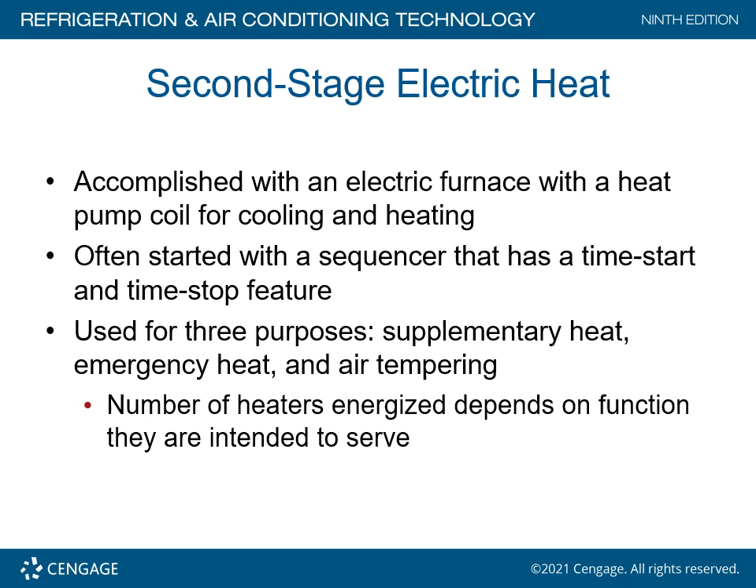Second stage electric heat is accomplished with an electric furnace with a heat pump coil for cooling and heating, often started with a sequencer, which allows a time start and time stop feature. When we're talking about sequencers, we do not want all the stages of strip heat to energize at the same time, because this will create a huge demand on the electrical load of the structure. So we have sequencers that will energize the heat strips in stages depending on the need for heat in the structure. It's used for three purposes: supplementary heat, emergency heat, and air tempering. The number of heaters energized depends on the function that they're intended to serve, whether it be emergency heat, auxiliary heat, or just tempered air during defrost.